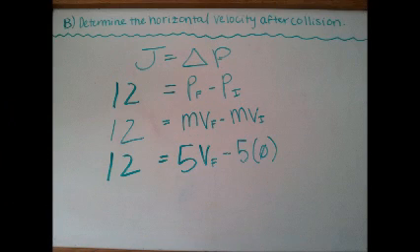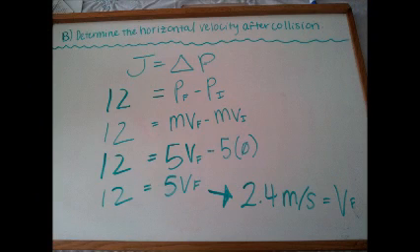Because we know that the mass is 5, we can exchange m for 5. We are solving for Vf, so we leave it the same, and we can exchange velocity initial for 0 because initially the object is not moving. So we get a new equation of 12 equals 5Vf minus 5 times 0. With the new equation 12 equals 5Vf, we get a horizontal velocity after the collision equaling 2.4 meters a second.